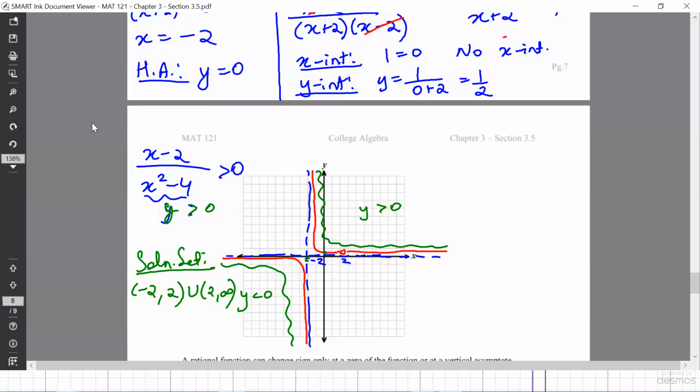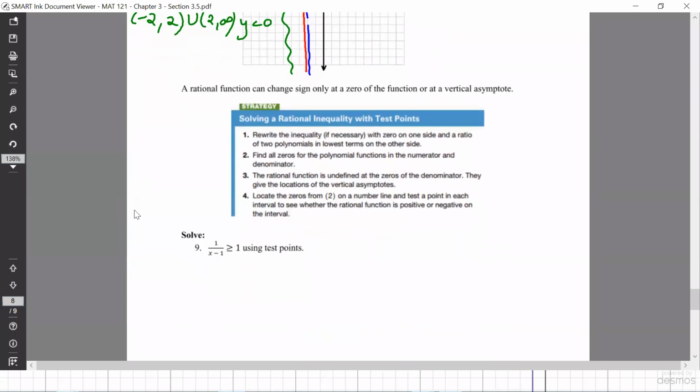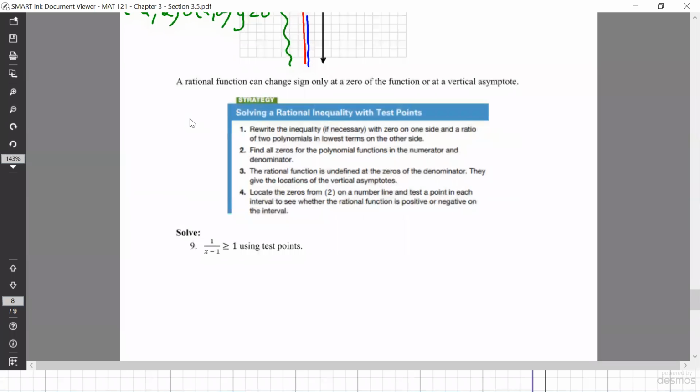So again, remember, this was just, you're given a graph. How do we interpret the graph to come up with our inequality solution? But graphs are not always going to be reliable. So that's where we always depend on something a bit more concrete, more algebra based, and that's where the test point method comes in. So basically, when you're solving with the test point method, start by rewriting your inequality, if necessary, with 0 on one side. And then your ratio of the polynomials on the other side, make sure they're in lowest terms.